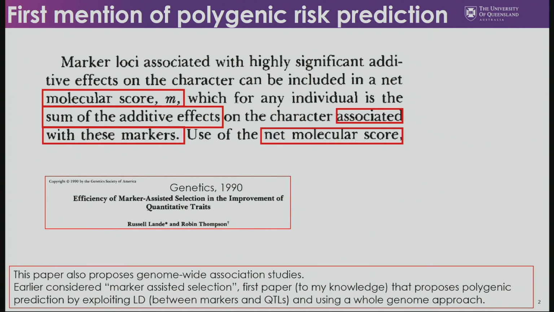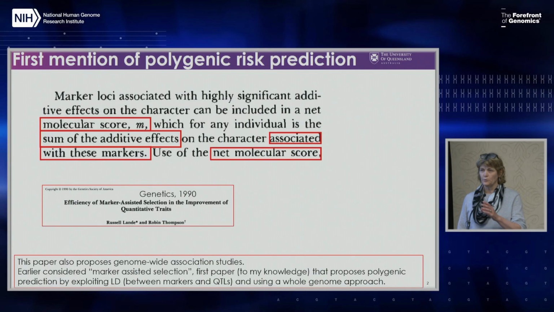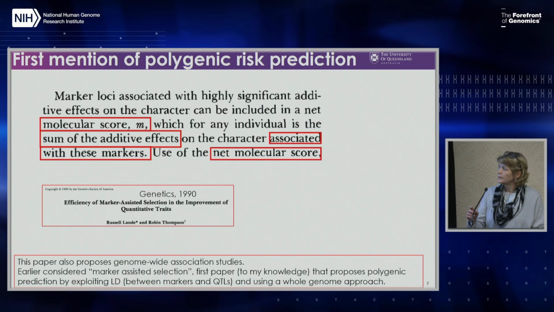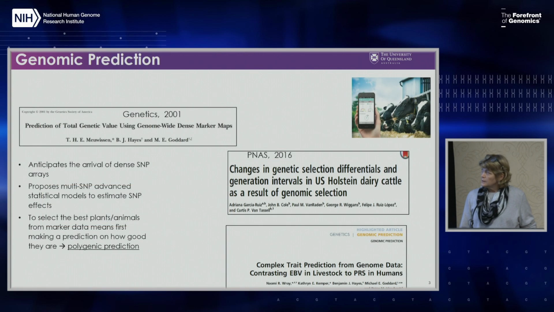And this is actually the first place that I know it was mentioned. It's in 1990 when we were in the RFLP type territory. So the key thing about polygenic risk score prediction is recognizing that it's genome-wide, that it's leveraging linkage disequilibrium, that it's trying to identify causal variants, maybe thousands of causal variants buried amongst hundreds of thousands of non-causal variants. So this was a paper by Landy and Thompson, and as you might expect, as Eric said, it was in the context of selection.